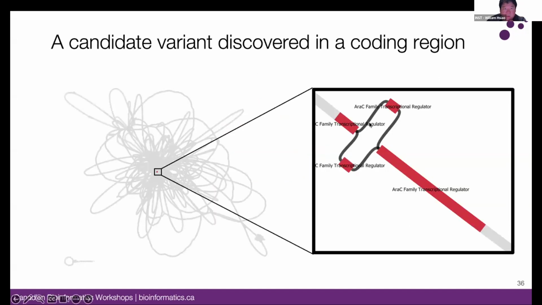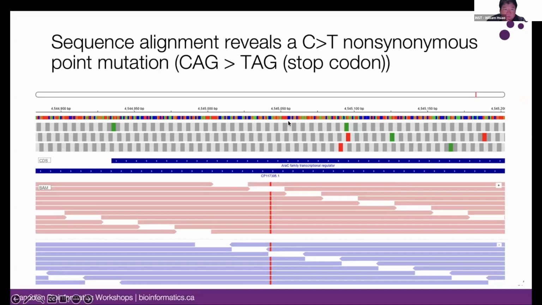So they zoom into this region here. It's in the coding gene part of the RRC family of transcriptional regulators. And what Jimmy found was that there's actually a non-synonymous point mutation in these case genomes, and it resulted in a premature stop codon that truncated the gene, right?